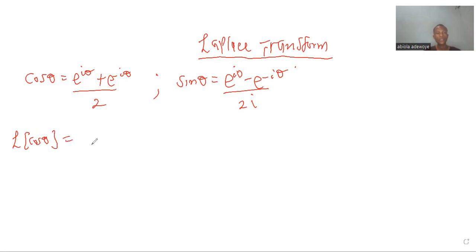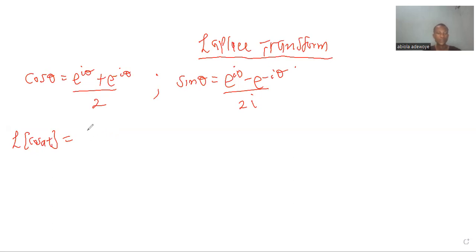How do you find the Laplace transform of cos theta t? Let me make it t. Or better still, instead of using theta, let's use another letter to generalize the theta to be of any form. I'll prefer to use the letter a. Let's say cos at.